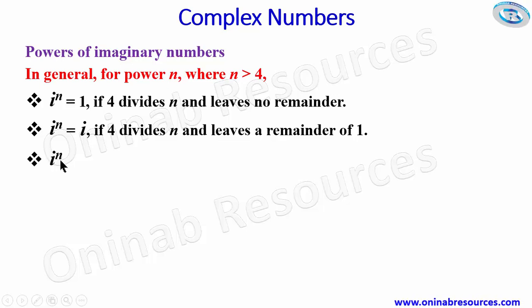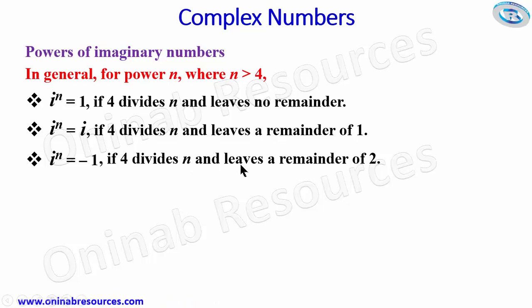Then also, i raised to power n is equal to negative 1 if 4 divides n and leaves a remainder of 2. For your information, you still remember i raised to power 2 is negative 1. Since the quotient times 4 will always give you a positive 1, then multiplying it by whatever power of i that is the remainder. So since i raised to power 2 is negative 1, then multiplying it by 1 will still give us negative 1.